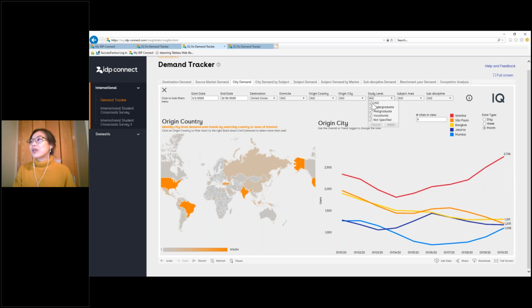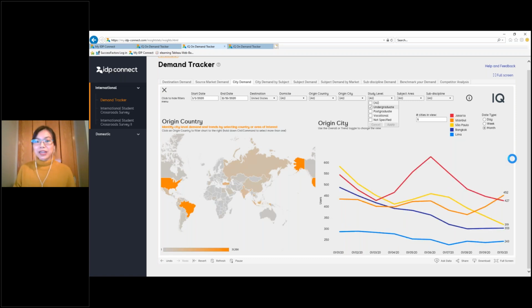Let's take a look at what's going on with undergrad. I'm doing the same thing here, where I unselect everything for the study level and only select undergrad, and I click apply. This one may take a second because we have a lot of data in here.